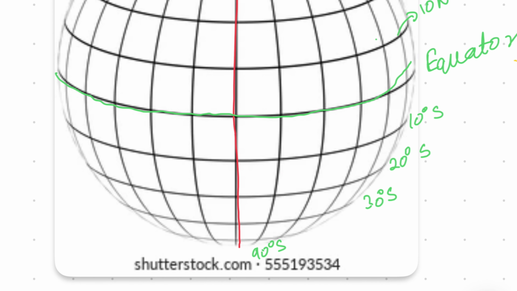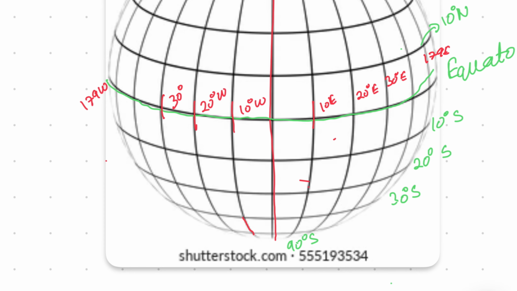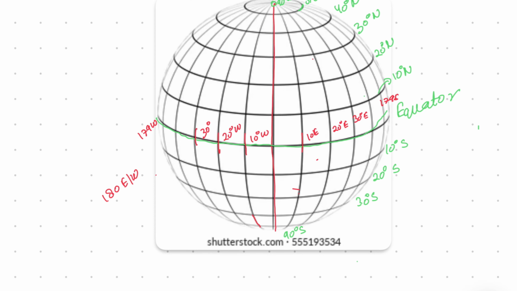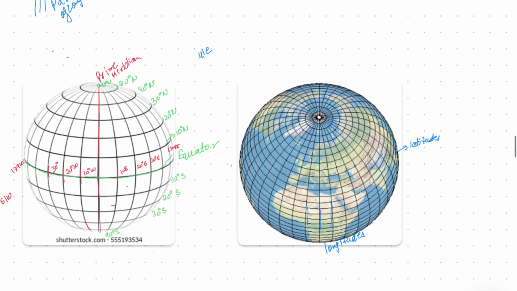This meridian is our 10 degree west, 20 west and 30 west, and it will go till 179 west. And this longitude is 10 east, 20 east, 30 east till 179 east. When we come to 180, we can say it is both east and west. Okay, and it is just opposite of our 0 degree prime meridian.